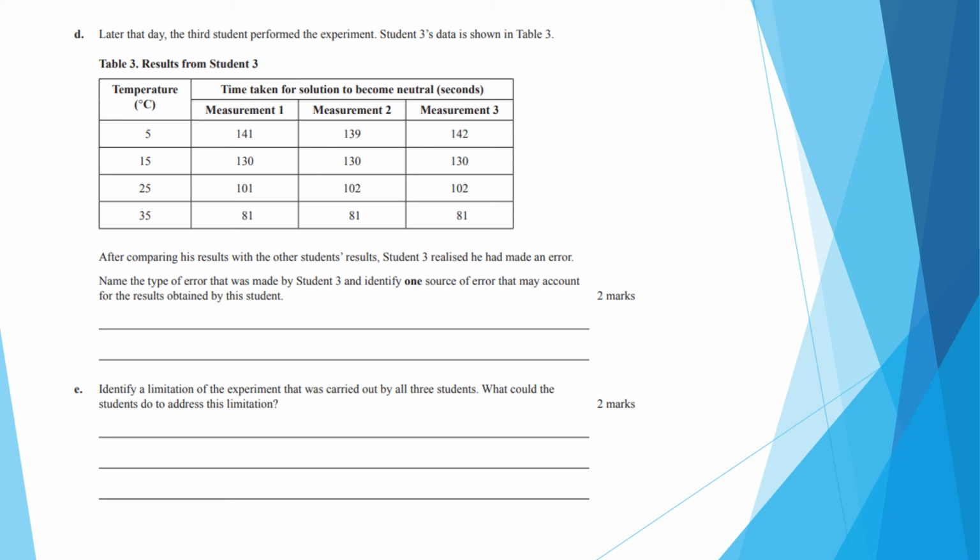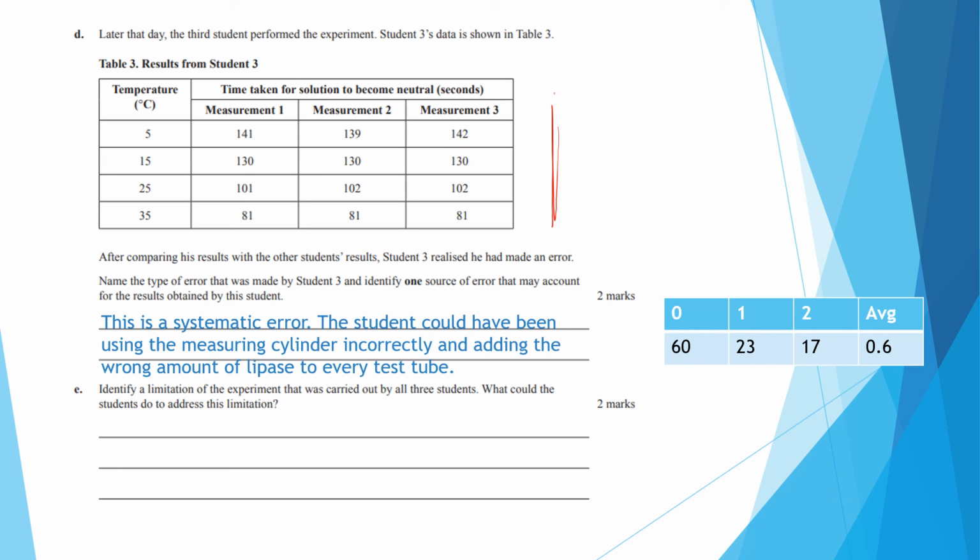As you can see, all of the numbers are consistently lower compared to the results of the other 2 students. This is called a systematic error, and one source of error could be that the student was using the measuring cylinder incorrectly and just adding the wrong amount of lipase to each test tube. Other answers could be equally acceptable, but this is just an example.